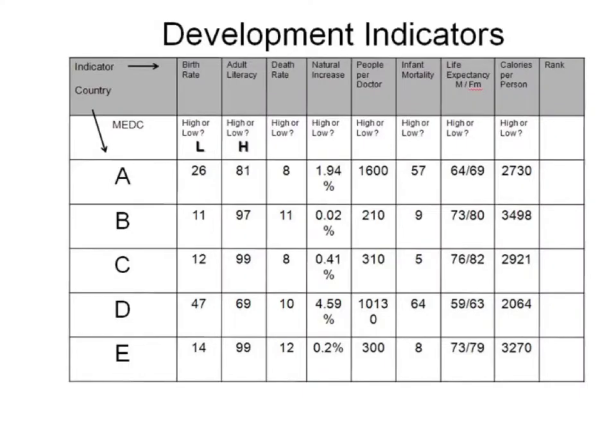So on this table, I've given you a selection of different indicators. These are shown on the top row in grey. So birth rate, for example, is one of the indicators. Down the side, A through to E are actually countries, but I haven't told you what the countries are. So the task is to try and rank these places in order of their level of development.